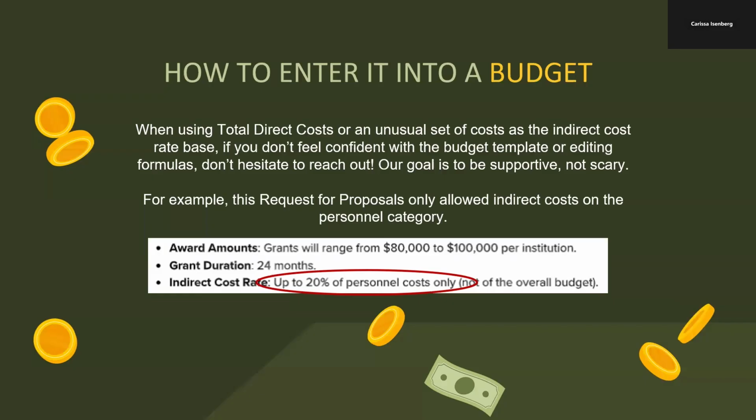And so this example allowed 20% of indirect costs, but we could only apply it to personnel costs. And that does include salaries, wages, and fringe. So I did have to modify the template for that unit to only assess indirect costs on those categories instead of the normal modified total direct costs.